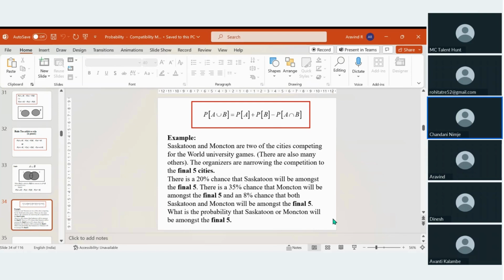Yes, sir. Saskatoon and Moncton are two cities competing in the World University Games. The competition is narrowing to the final 5 cities. There is a 20% chance that Saskatoon will be among the final 5, a 35% chance that Moncton will be among the final 5, and an 8% chance that both Saskatoon and Moncton will be in the final 5. So we need to find the probability that Saskatoon or Moncton will be among the final 5. Both cities may be finalists, or maybe only one of them can be. Super. Right.